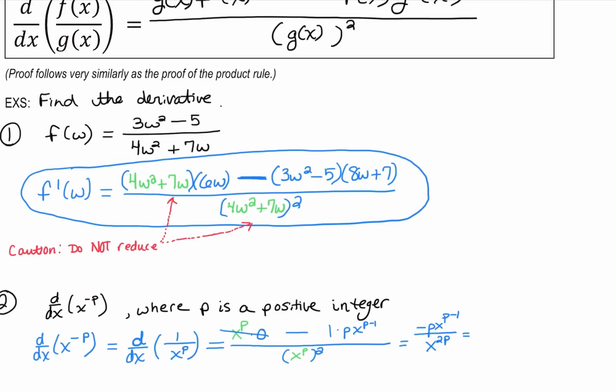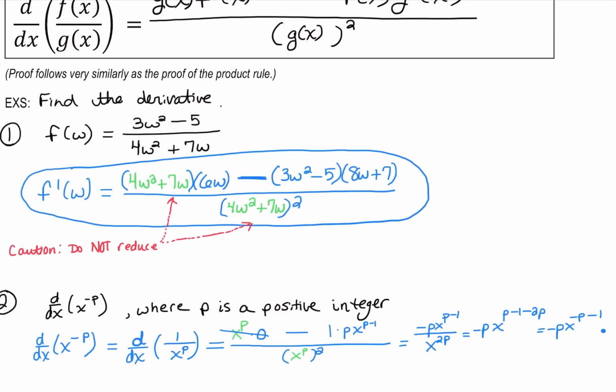Then this negative p is really like a constant multiple. Dividing with the same base, rules of exponents tell us that we subtract from the numerator exponent the denominator exponent. So this is going to give me negative p x to the p minus 1 minus 2p. So p minus 2p is negative p minus 1.